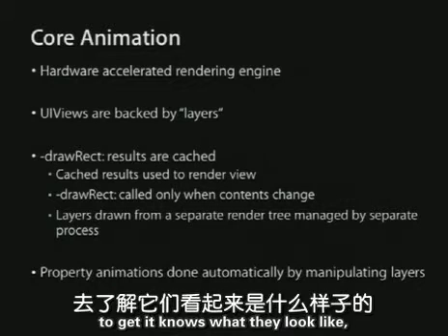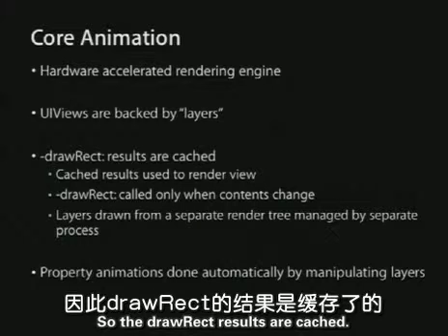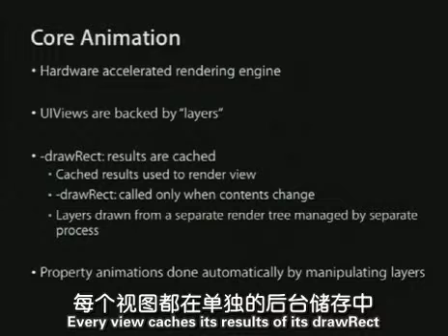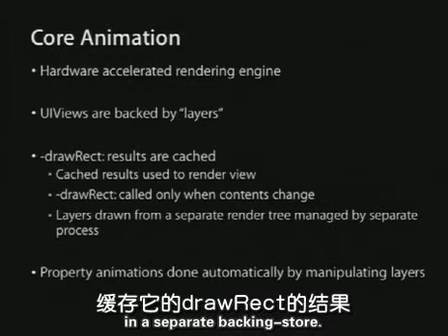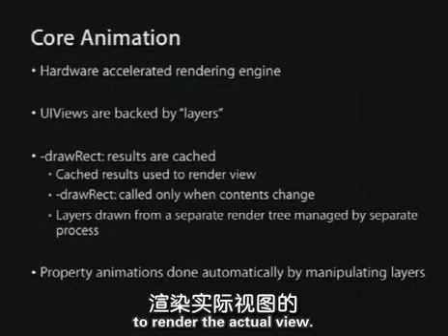It never has to call drawRect again. It knows what they look like. It can just recomposite them. So the drawRect results are cached. That's what that means. Every view caches its result of its drawRect in a separate backing store, and those cached results are what are used to render the actual view.